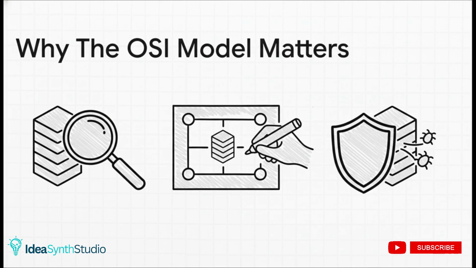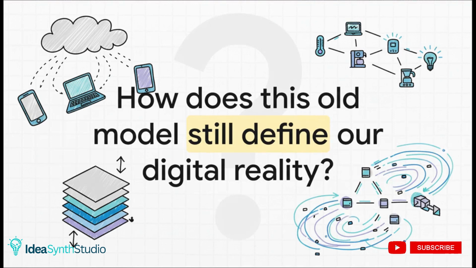It's also the foundation for designing new networks and for understanding cybersecurity, because attacks can target any one of these 7 layers. And that really brings us to a final thought. Even today, as we move deeper into a world of cloud computing, wireless everything, and the Internet of Things, this framework, a model developed over 40 years ago, still perfectly describes the fundamental principles of how information moves. It's an amazing testament to its design, and it continues to define our digital reality every single day.